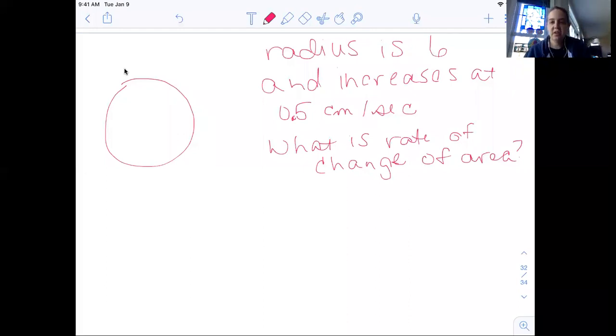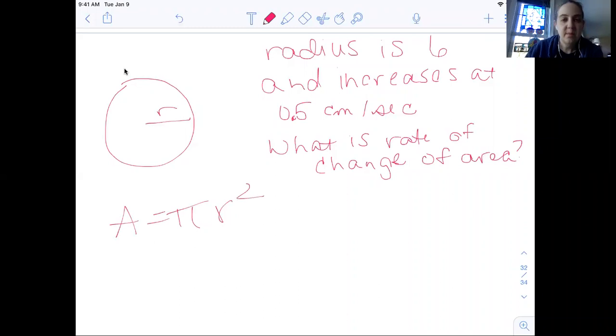So what is the rate of change of the area? So if we have a circle, here's our radius. Area is pi r squared. That's the area formula for a circle. And then we take the derivative with respect to time. I didn't write your know and your find. I kind of like that.